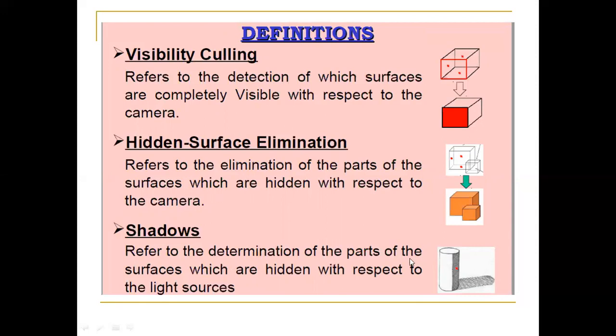This shadow of the glass refers to those parts of the surfaces which are hidden, because light is not falling on this particular part of the glass, so it becomes a shadow. Since the light is falling here, this particular part of the glass is visible, whereas this surface is hidden, or it becomes a shadow part. So determining those parts which are hidden with respect to the light source, we call it a shadow. These are the few definitions which you have to keep in mind while studying the visible surface detection methods.